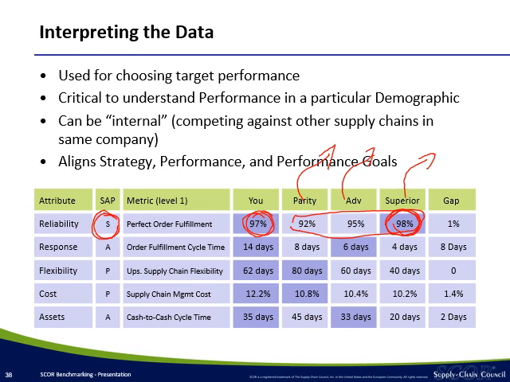So if you look here, 92%, 95, 98, it means the more the better. So 97% in comparison to 98%, it's worse, it's not good. So we have a gap by 1%.